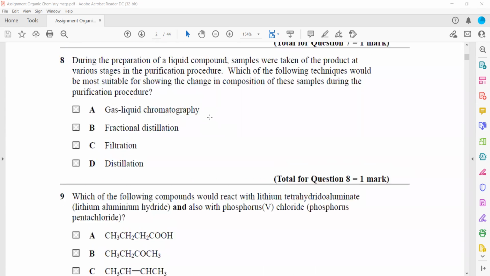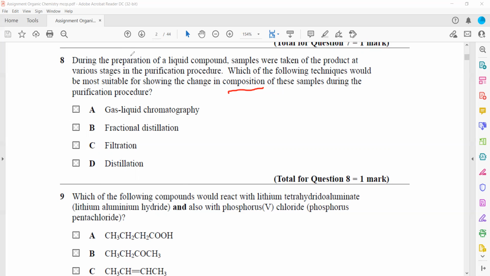In question 8, during the preparation of a liquid compound, samples were taken of the product at various stages in the purification procedure. Which of the following techniques would be most suitable for showing the change in composition of a sample during the purification? Like how can we identify that the sample has changed or contains different components.